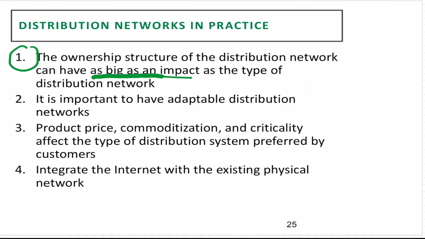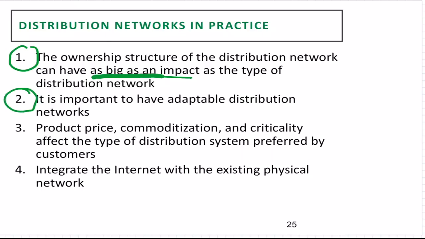So for distribution networks in practice, the ownership structure of the distribution network can have as big an impact as the type of distribution network. Within the supply chain network, who owns what part obviously plays a very important role. For example, if the distribution network is not owned by the manufacturer versus if it is owned by the manufacturer, those two designs will obviously have different outcomes.